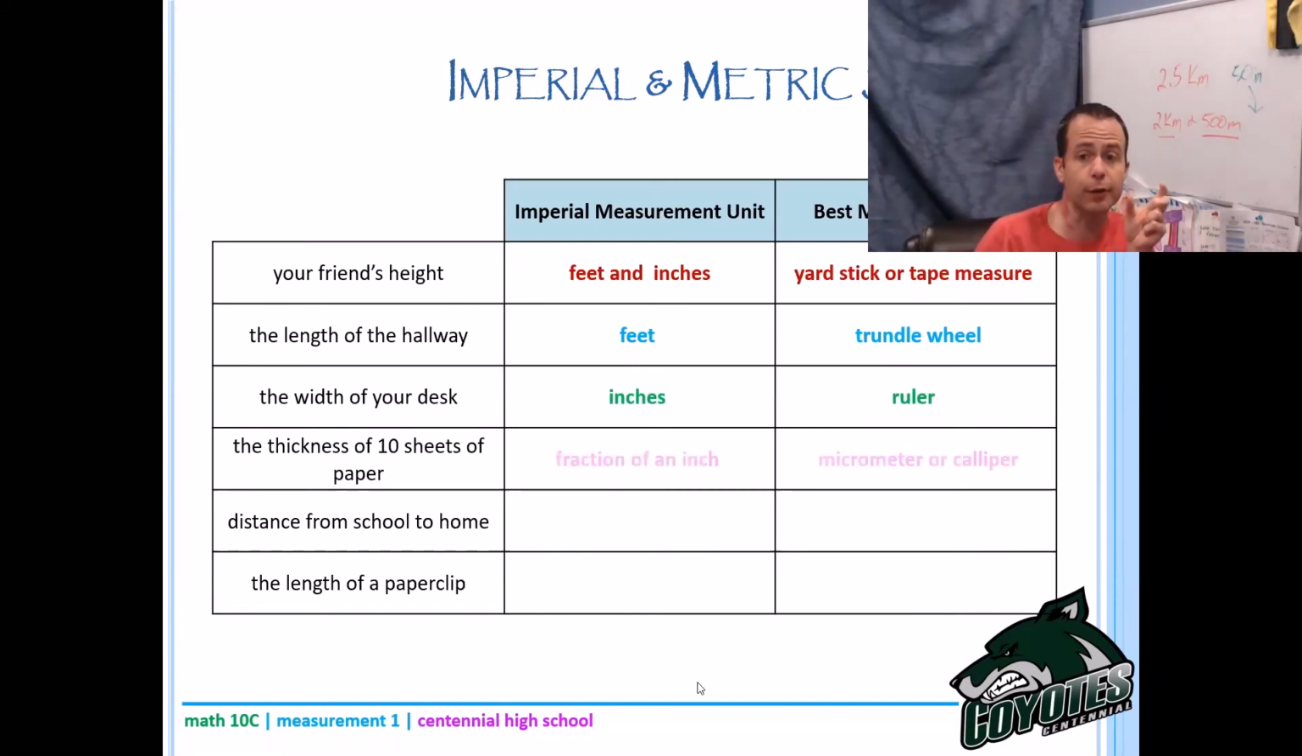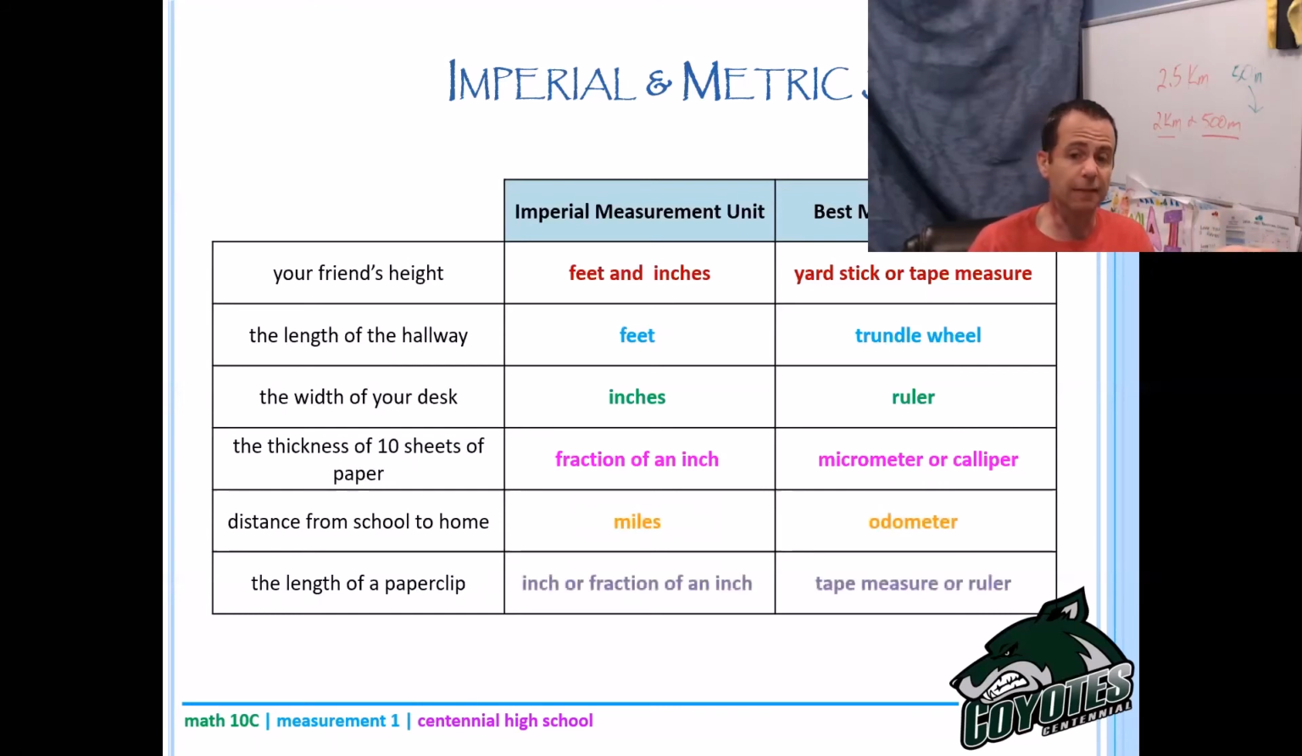Now that's a very small thing, so you would measure that in a fraction of an inch, and you would want either a micrometer or a caliper for that. Distance from school to home, probably you're going to measure that in miles, and remember we're only talking about imperial right now. So probably you want to measure that in miles, and you want to use an odometer.